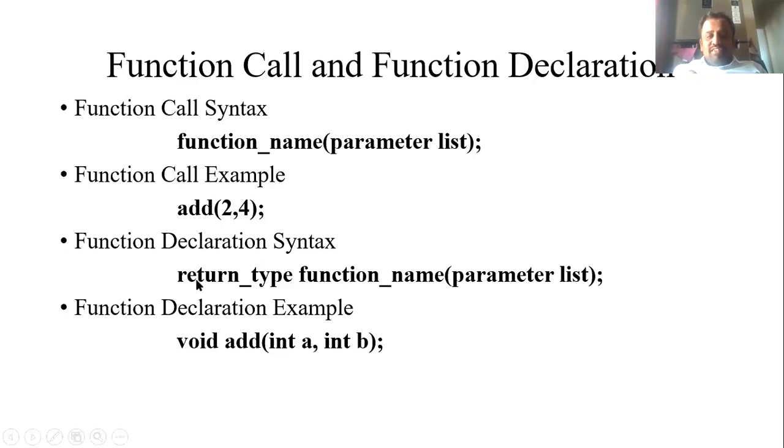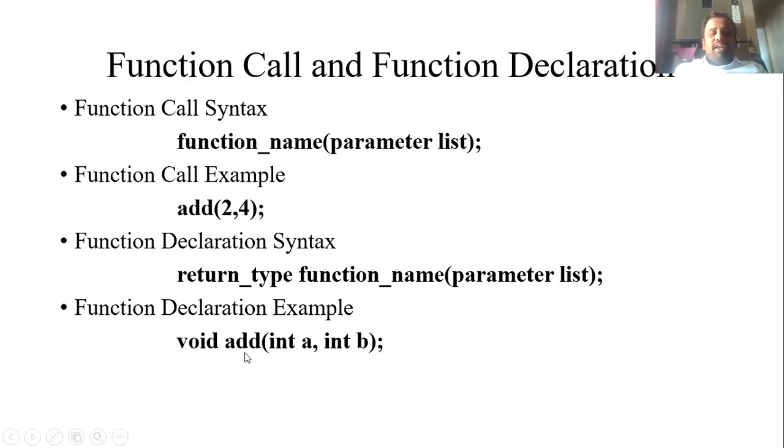So this is what you need to mention in the beginning of your program itself: this particular function declaration. What is the return type? What is the function name? How many arguments you are passing? And put the semicolon at the end of this statement. You need to put the semicolon. This is what you call the function declaration.